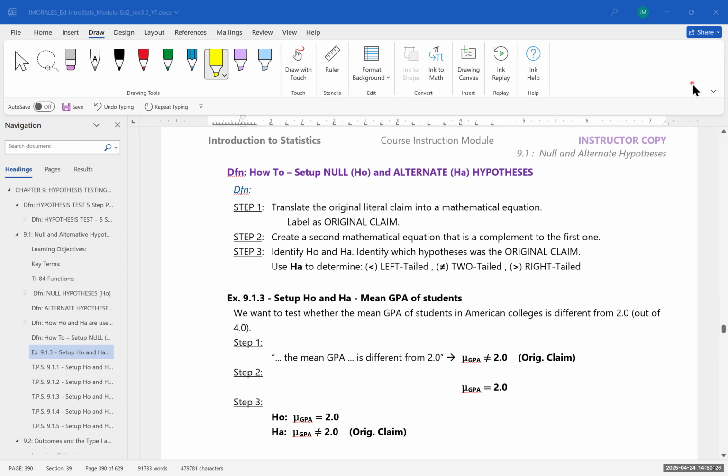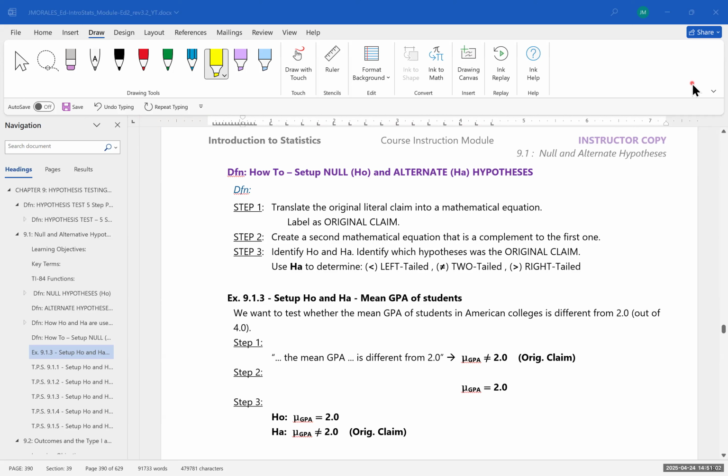So step one is to translate the original literal claim into a mathematical equation and label this as the original claim. Step two is to create a second mathematical equation that is a complement to the first one. Step three is to identify the null and the alternate. Identify which hypothesis was the original claim and use the alternate to determine whether you're going to be dealing with a left-tailed, two-tailed, or right-tailed distribution.